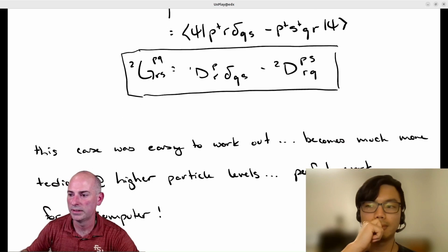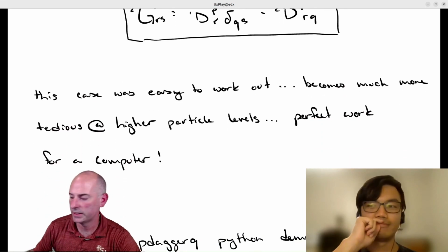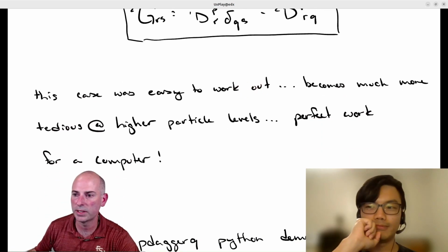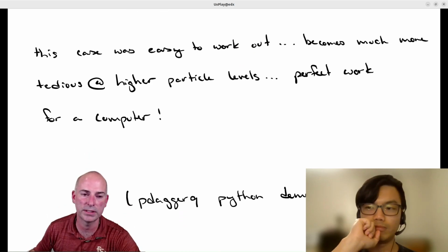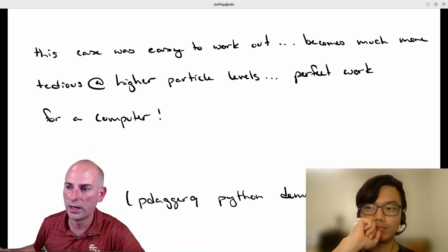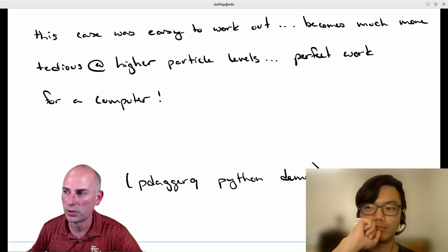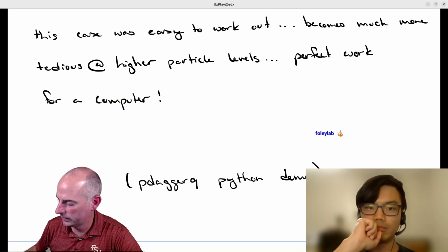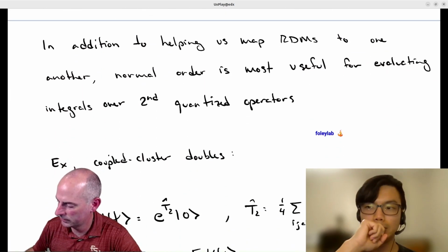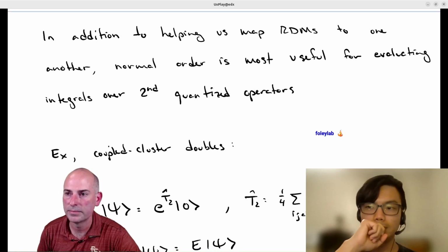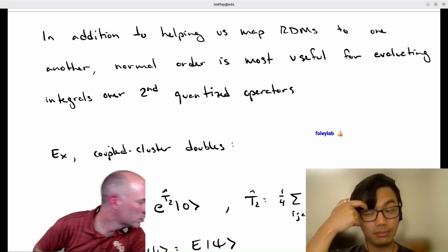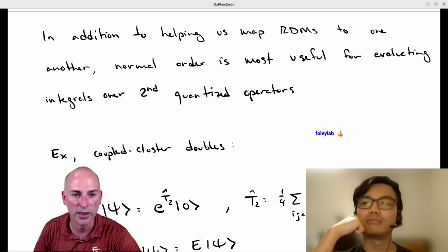Moving on. This case was very easy. We were able to work it out by hand, but as I said earlier, it becomes much more tedious to do this with higher particle levels. So again, it's perfect work for a computer. We already did the Python demo. Okay. RDM theory is fun. Yes, it is fire or lit or something.